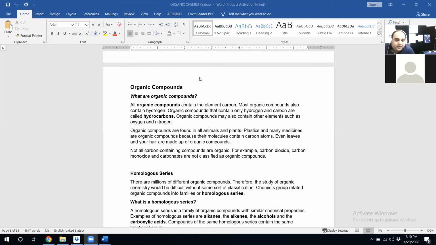So let's start with organic compounds. First of all, we need to know what an organic compound is. The term organic means that which is naturally found in this earth's crust, in Mother Nature. And all organic compounds have to have the element carbon. Without carbon being the backbone, or the main constituent, we cannot call it an organic compound.